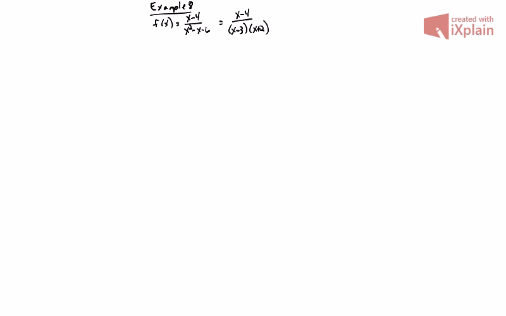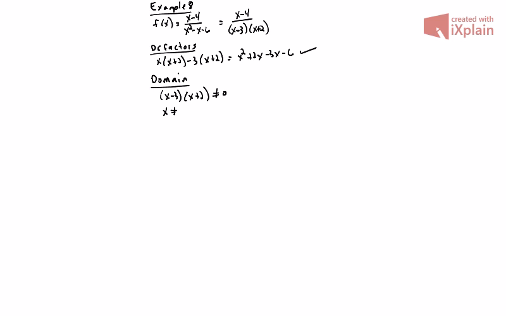So remember, anytime that you factor something, double check the factors just to make sure. So when we subtract 2x minus 3x, you get minus x, and everything else is correct. So let's check the domain. Set the denominator not equal to 0, and solve. So we wind up excluding positive 3 and negative 2 from the domain.